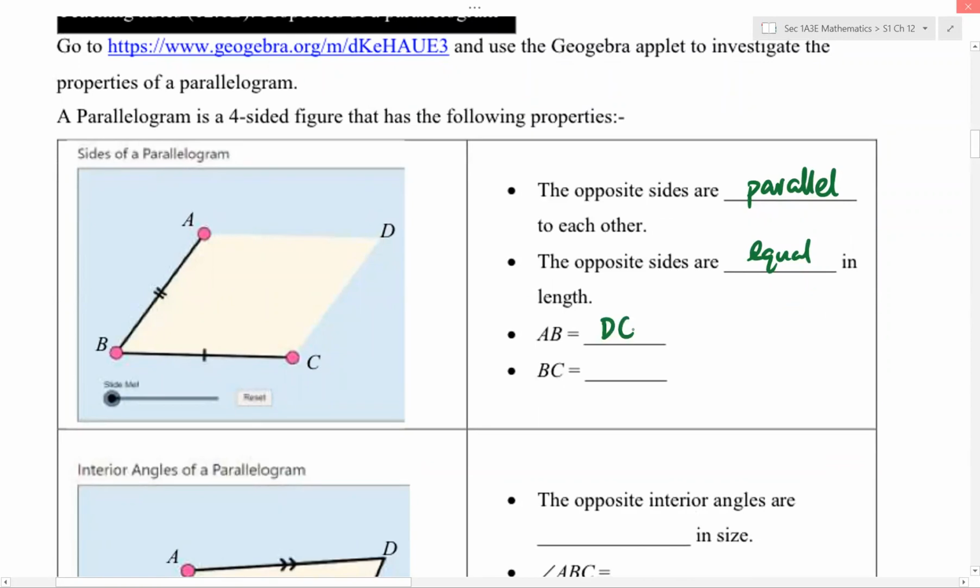Okay, question. Is it wrong to write AB equals to CD? Is there anything wrong if we say that AB equals to CD? Nothing wrong. You can write CD. But I prefer to write BC. I like to think about directions also. Okay, so BC will be the same as AD.